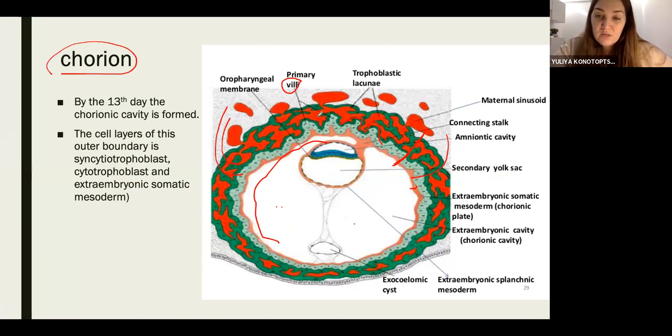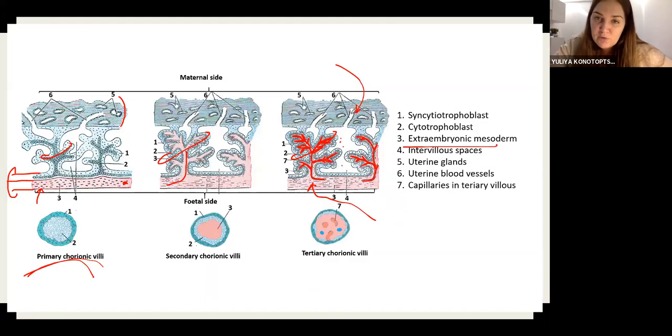So who is entering into the intervillous space? As you can see, maternal blood vessels empty into this intervillous space, filling it up with maternal blood. So good things diffuse this way, bad things diffuse this way. Probably there is a vein that is going to be picking up all of the excretory materials of the embryo, so mom can get rid of it.